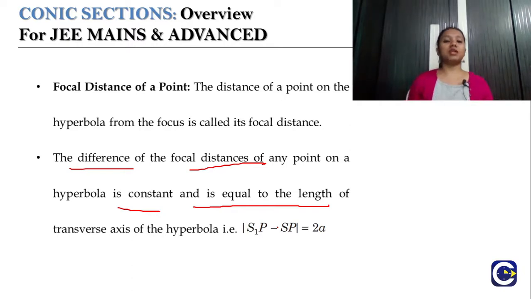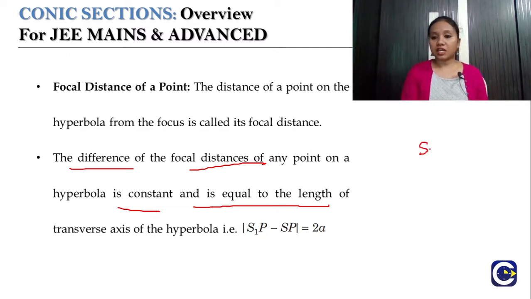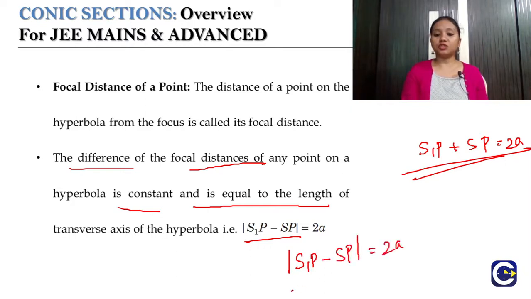So if you guys remember, we have discussed the same concept in the ellipse also, where it's a sum of the focal distances. In ellipse we have seen S1P plus SP is equal to 2A, whereas in hyperbola it will be the difference. So in ellipse it is the sum of the focal distances. When it comes to the hyperbola, it is the difference of the focal distances. So here you can see it is modulus of S1P minus SP is equal to 2A. So this is another way of explaining the hyperbola, right?